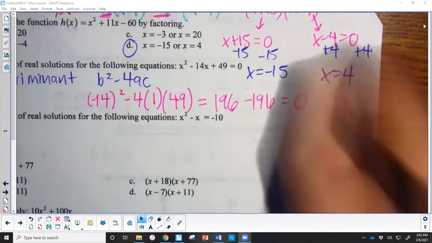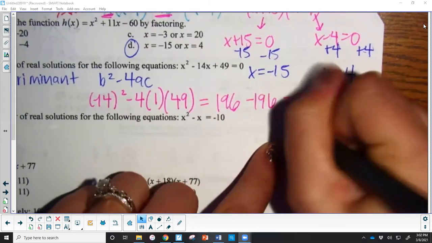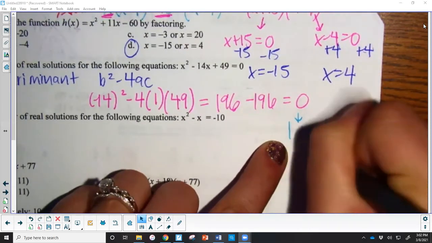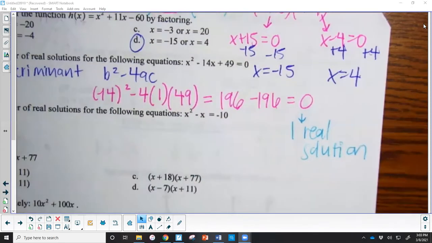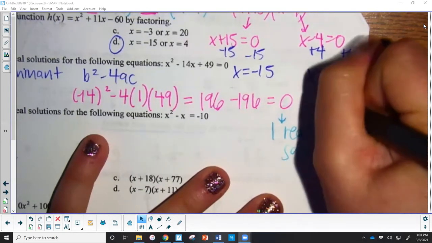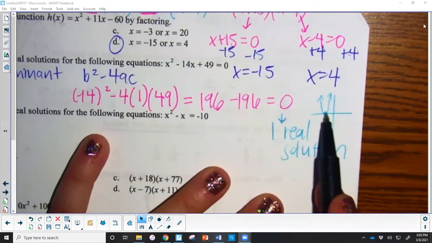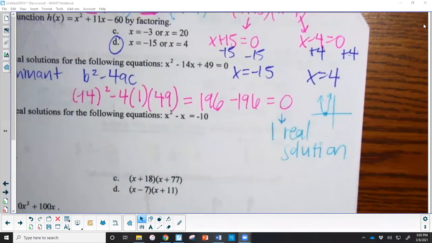So I get 0. So when I get 0, that tells me I only have one real solution. All right, one real solution. Because that tells me that my parabola is sitting on the x-axis. So if I'm thinking about what this looks like, I don't know where my parabola is, but that means that my vertex is sitting right there on the x-axis. It only crosses the x-axis one time.